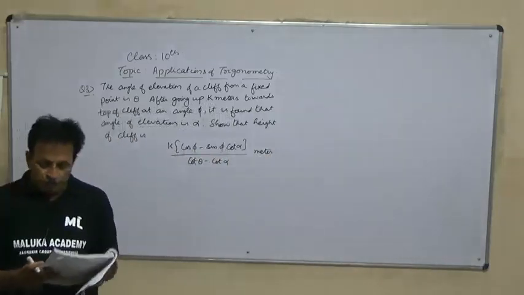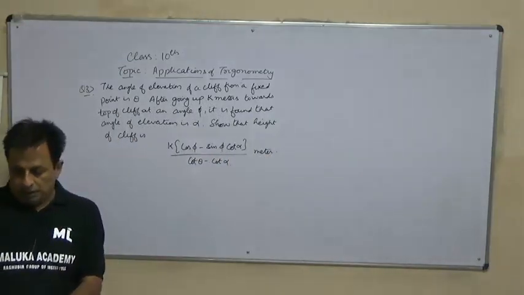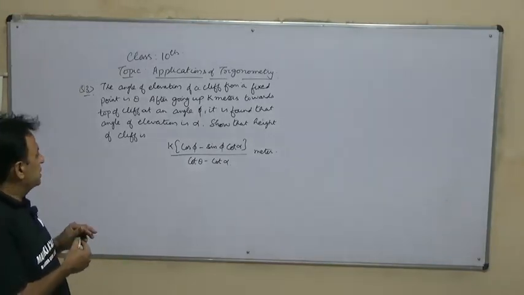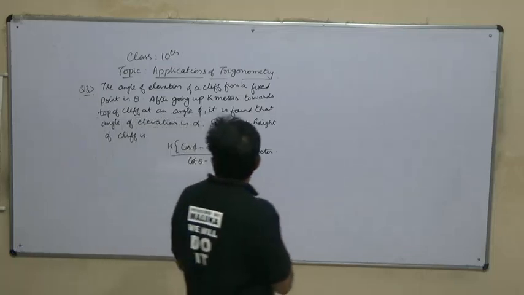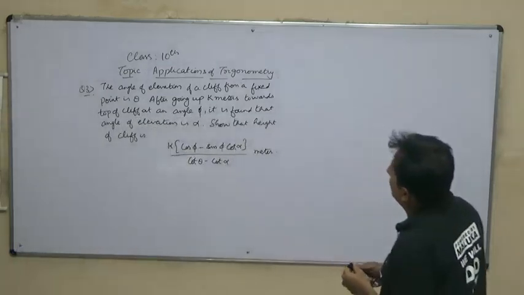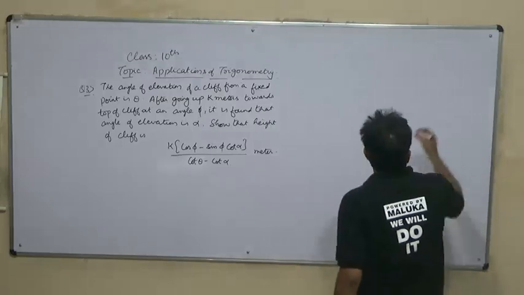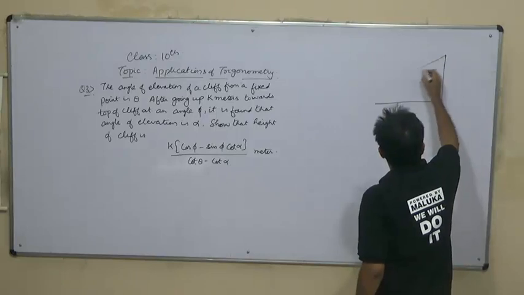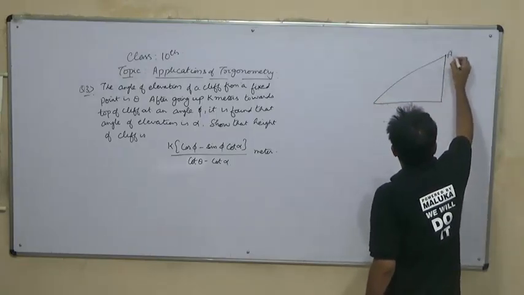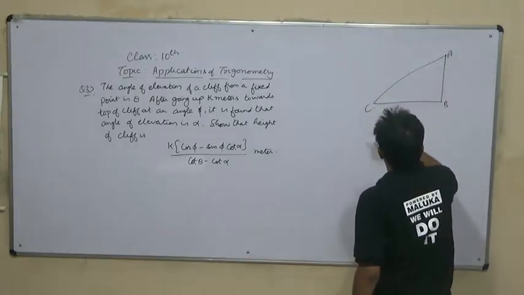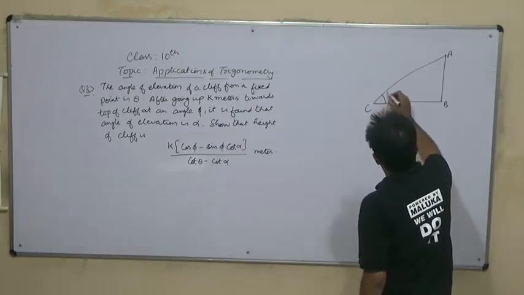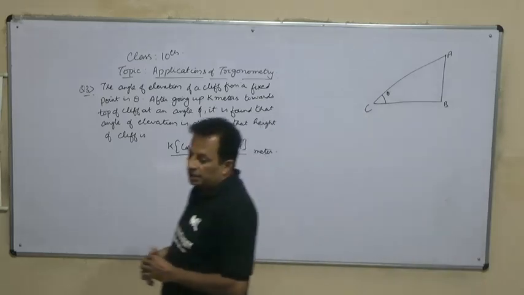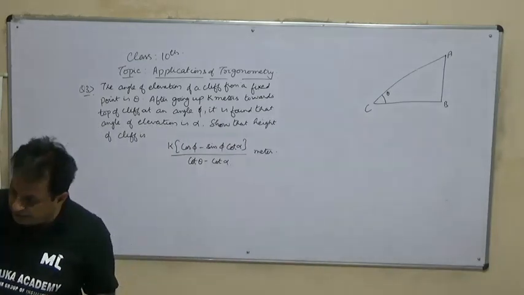So this we want to show here. What is there in this case? We are given two cases. One is the angle of elevation of a cliff from a fixed point is theta. So the simple case is given like this: A, B, C. This angle is given as theta from a fixed point. We are given this. Now we are also given a second case.